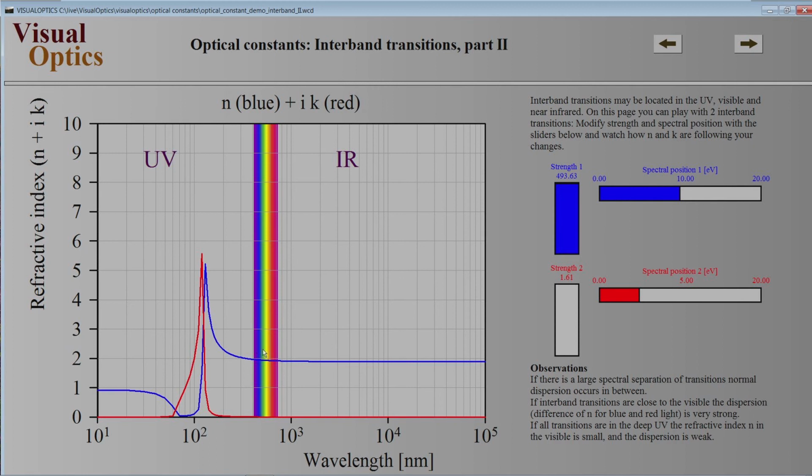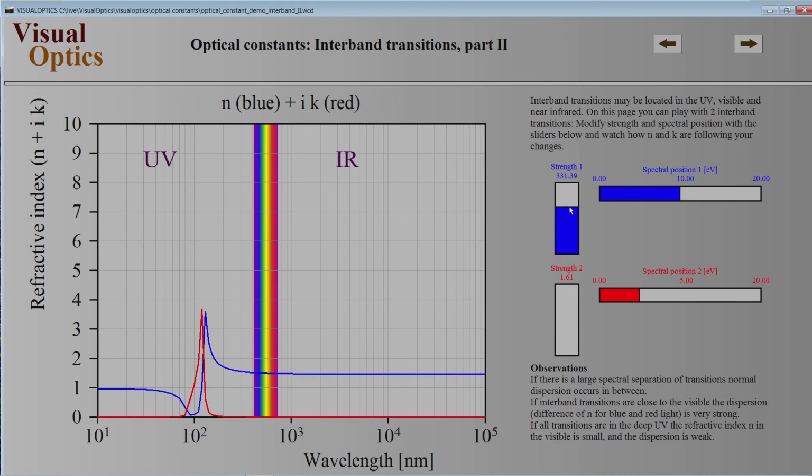In the visible, you should notice that due to the normal dispersion, the refractive index on the blue end is usually a little bit higher than on the red end. If we start at a level like this would be typical for glass, the refractive index is on the average about 1.5, but here in the blue it's a little bit higher than in the red.